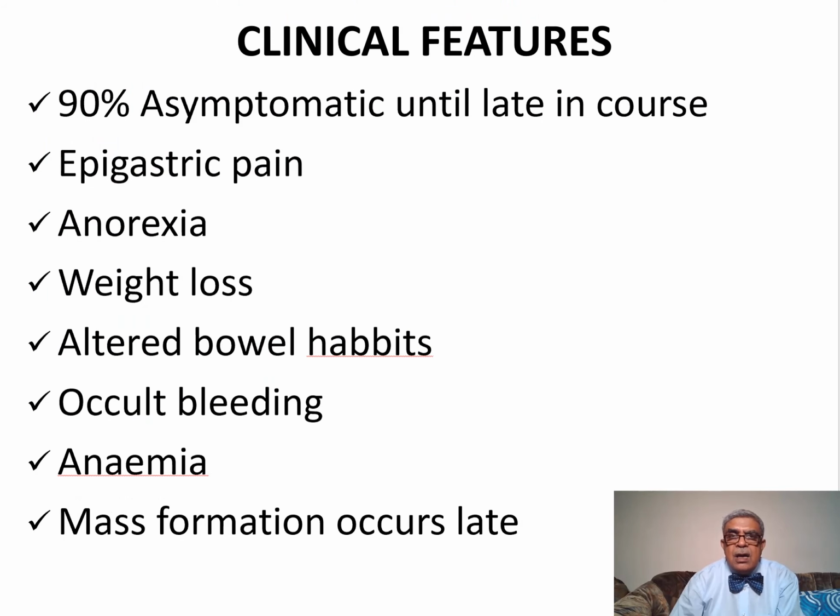Clinical features: 90% are asymptomatic until late in the course. Most of the tumors remain asymptomatic. There can be epigastric pain, anorexia, weight loss, dyspepsia, dysphagia, nausea, vomiting, altered bowel habits, occult bleeding, and anemia because of continuous loss of blood, and mass formation occurs very late.